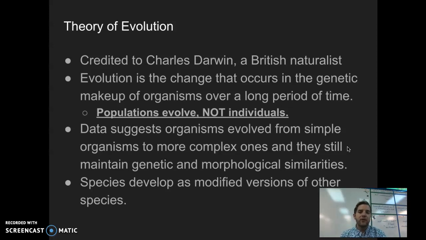Data suggests that we have all evolved from very simple organisms to the complex ones we are today. Species do not just pop up out of nowhere. Species develop off of other species through those mutations that lead to population evolution.